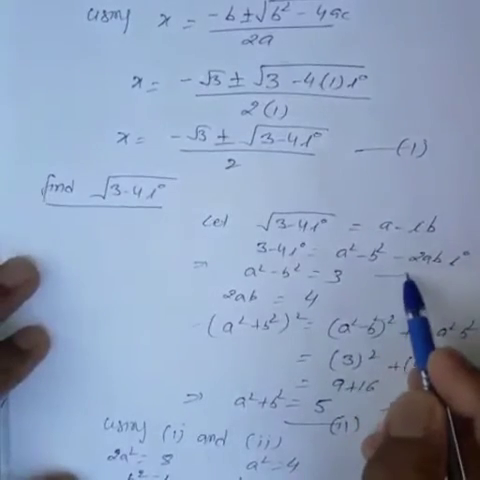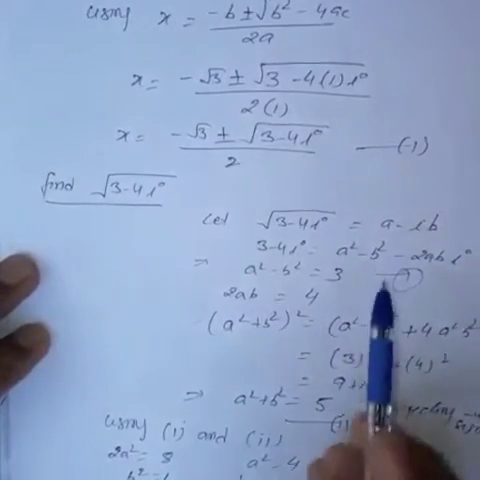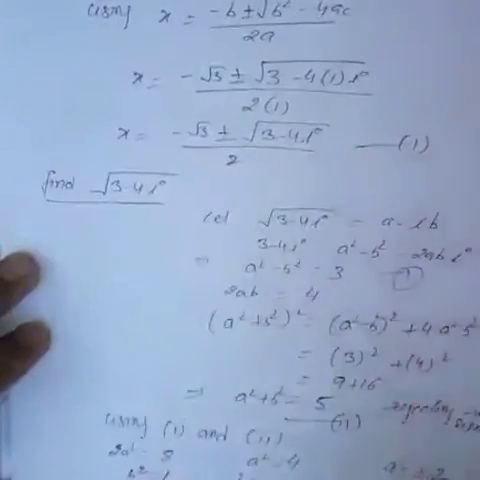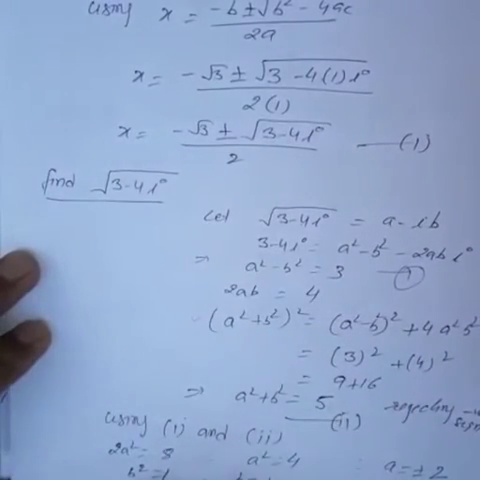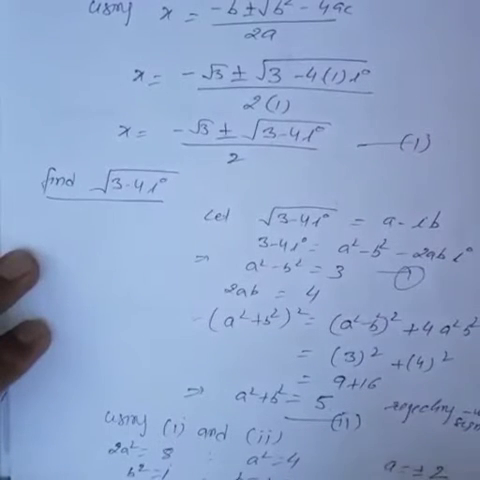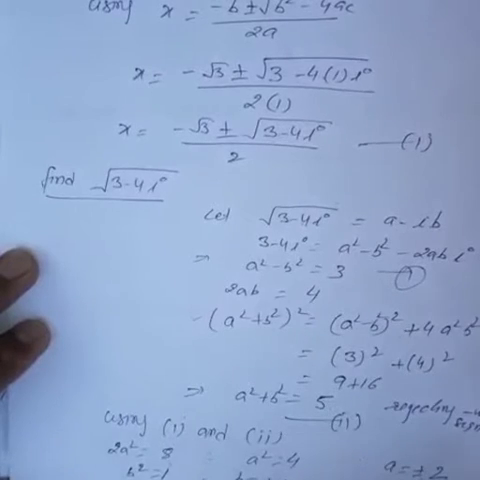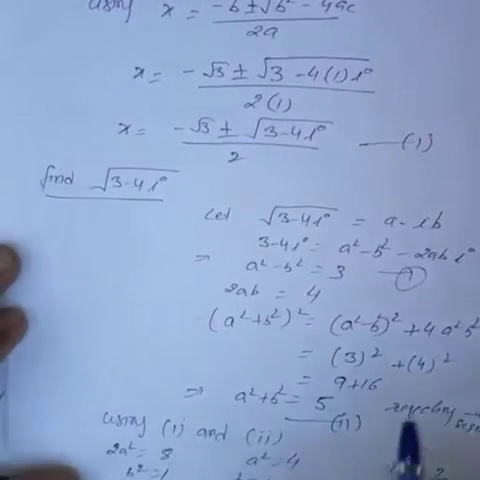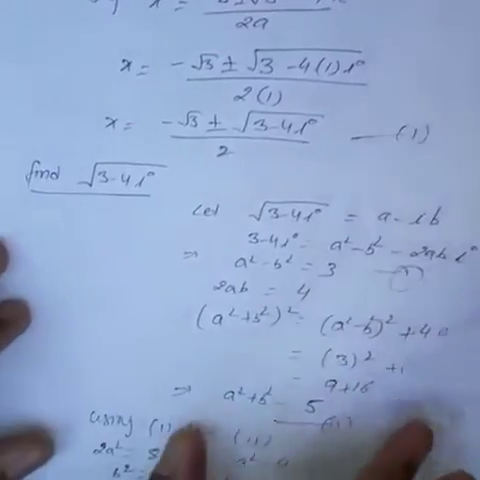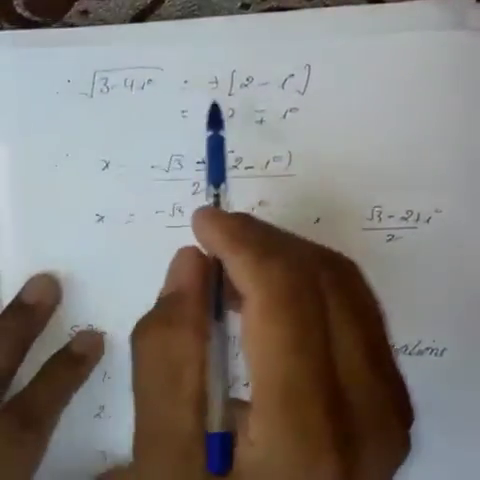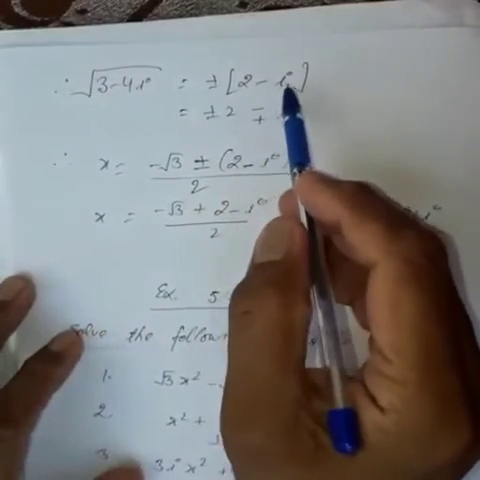So you solve these two equations. This is the first equation and this is the second equation. You solve these two equations. So it will be 2a square is equal to 8. Value of a is plus minus 2. Putting this value in any one of these two equations, b square is 1 or b is plus minus 1. You put values of a and b in this to find the square root. So under root 3 minus 4 iota will be plus minus 2 minus iota.